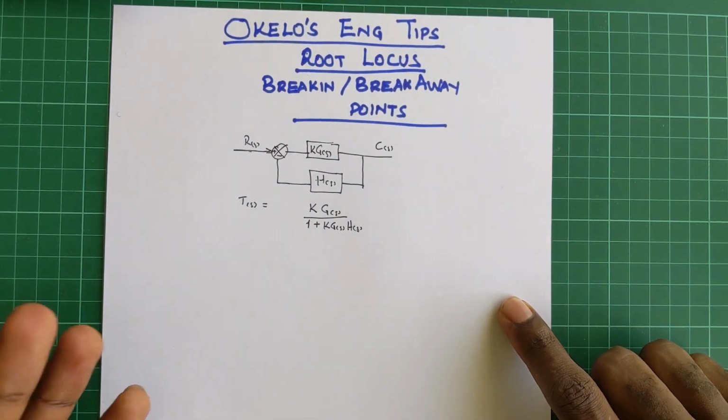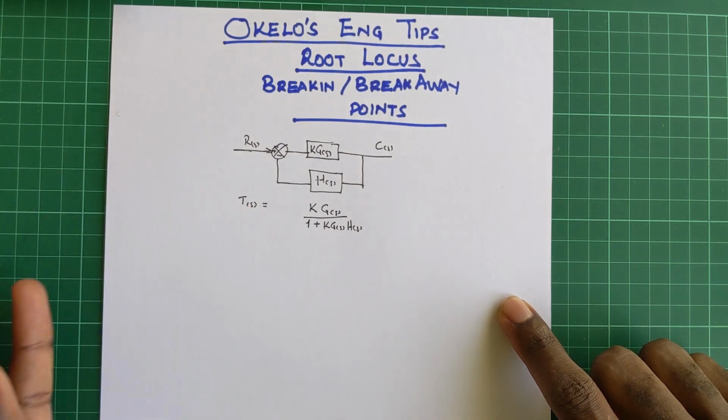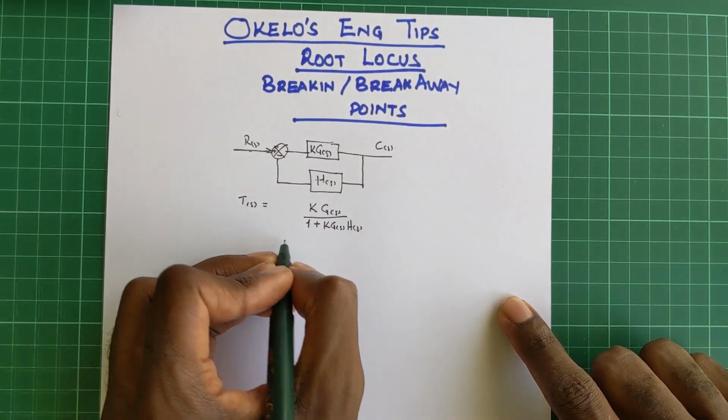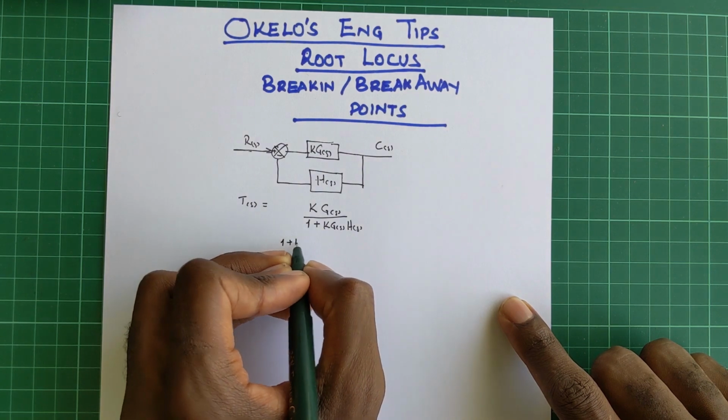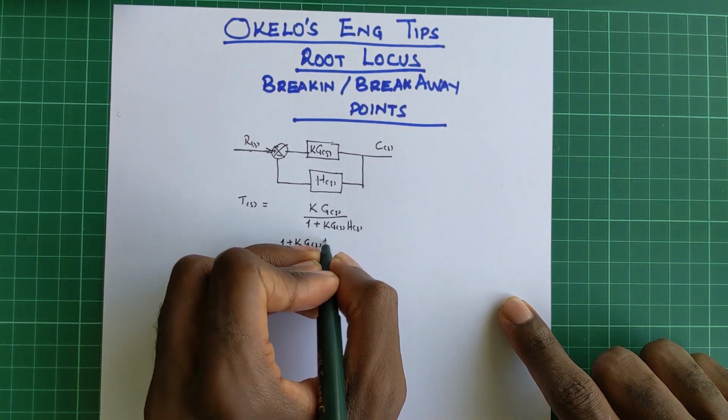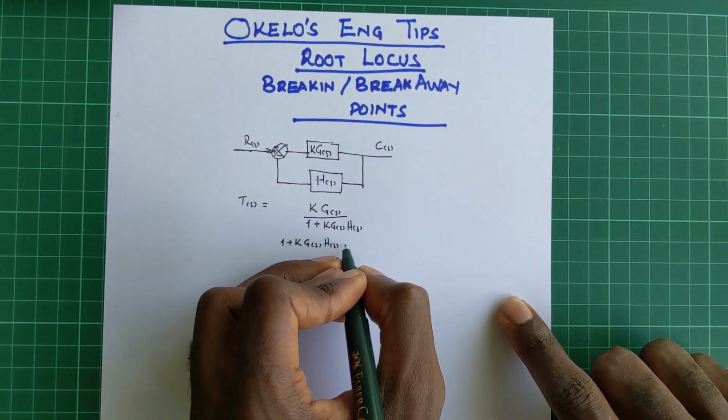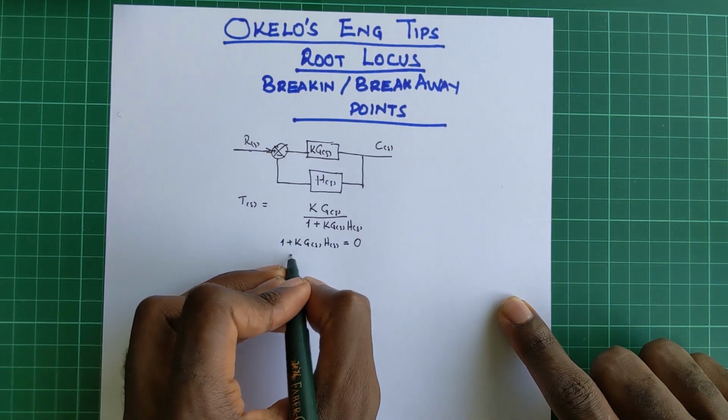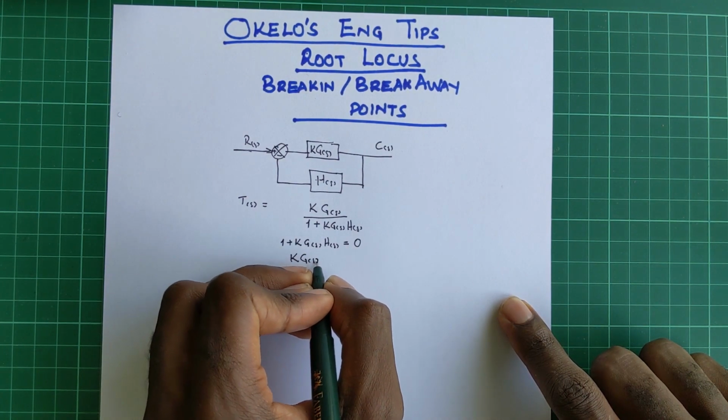And if you wanted to find your closed loop poles, you would have this equation, which you equate to 0. And another way of writing it is this way.